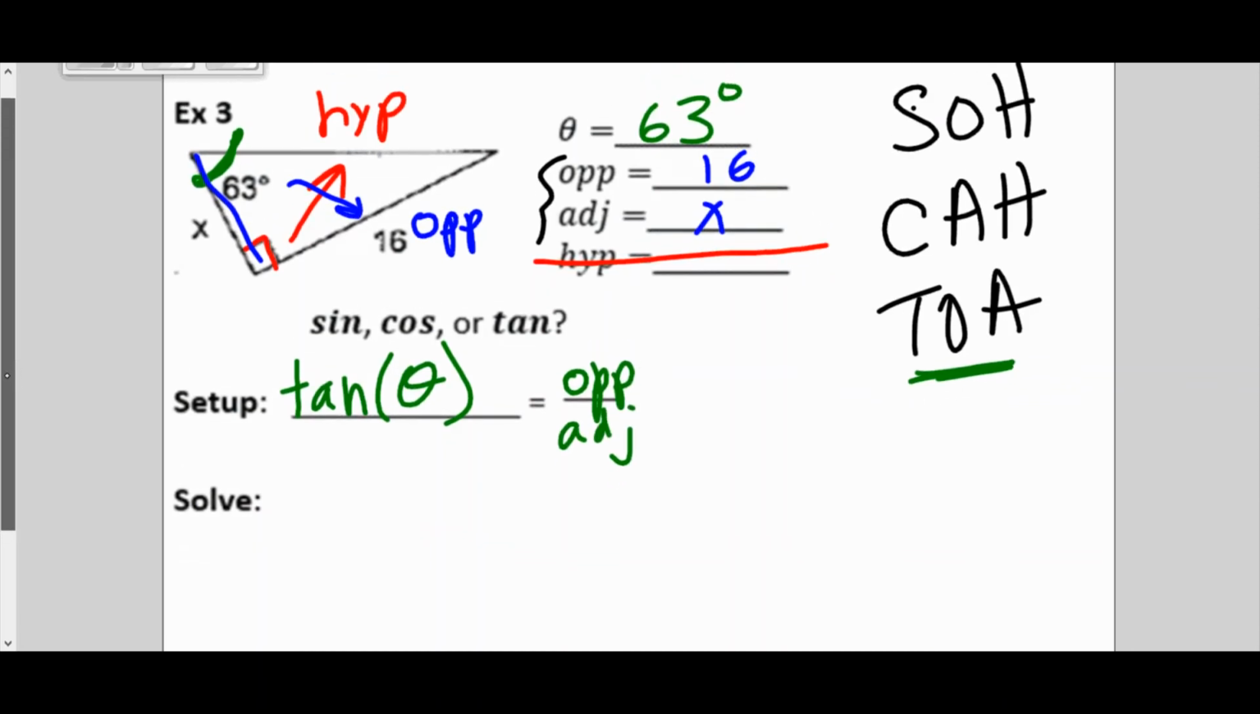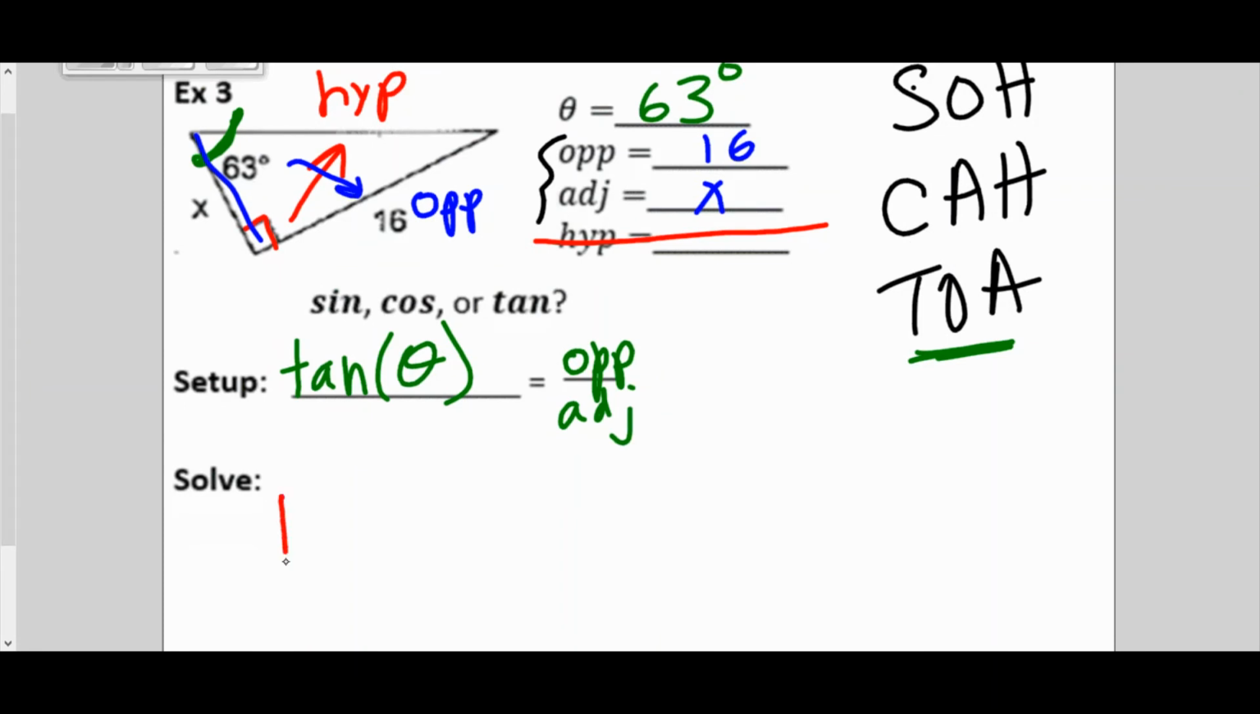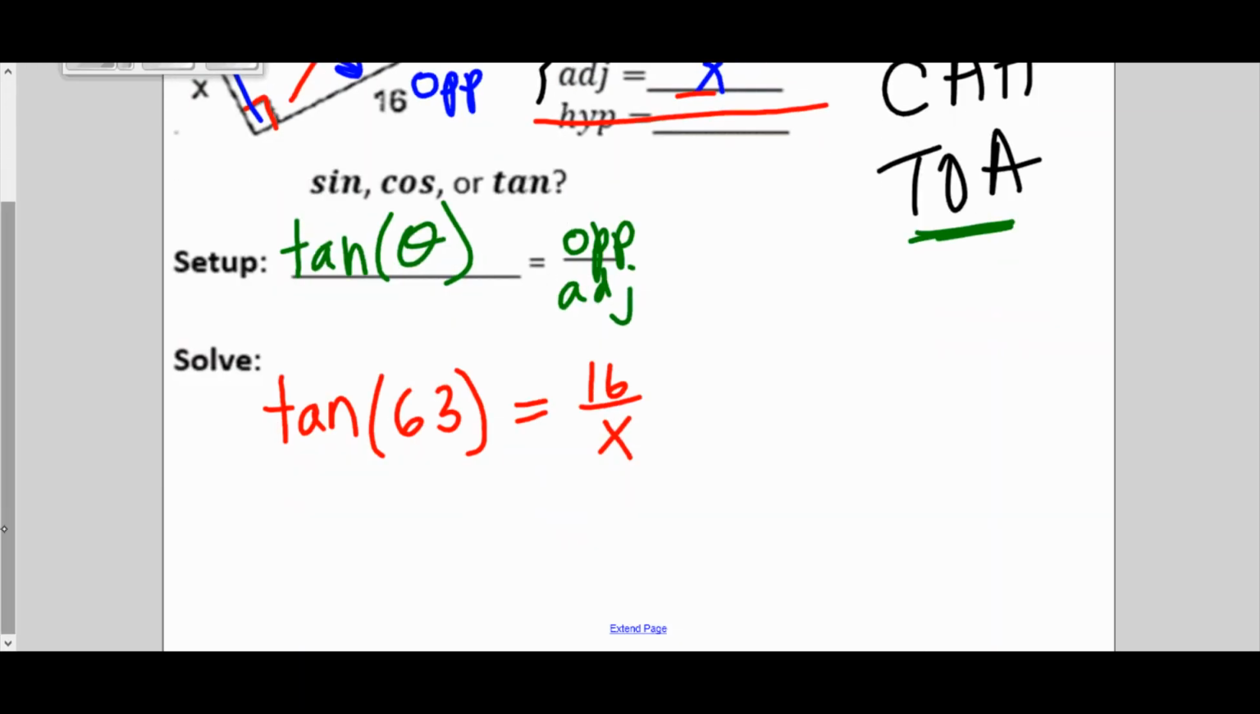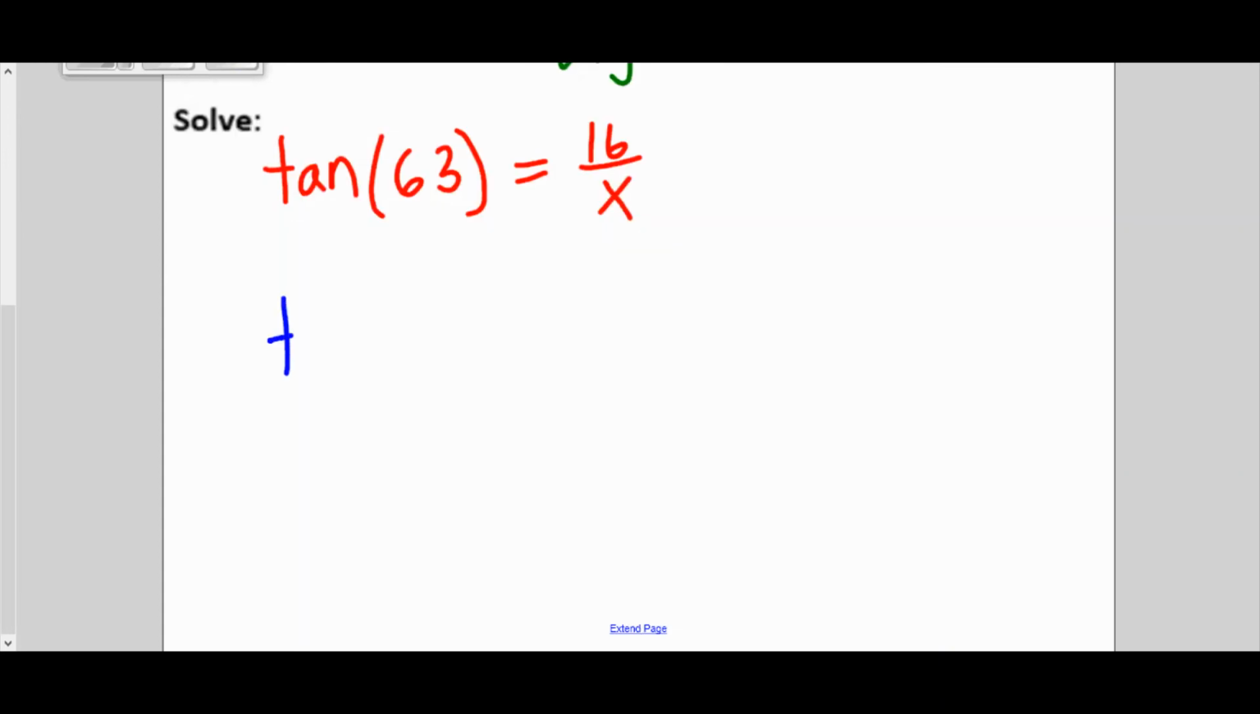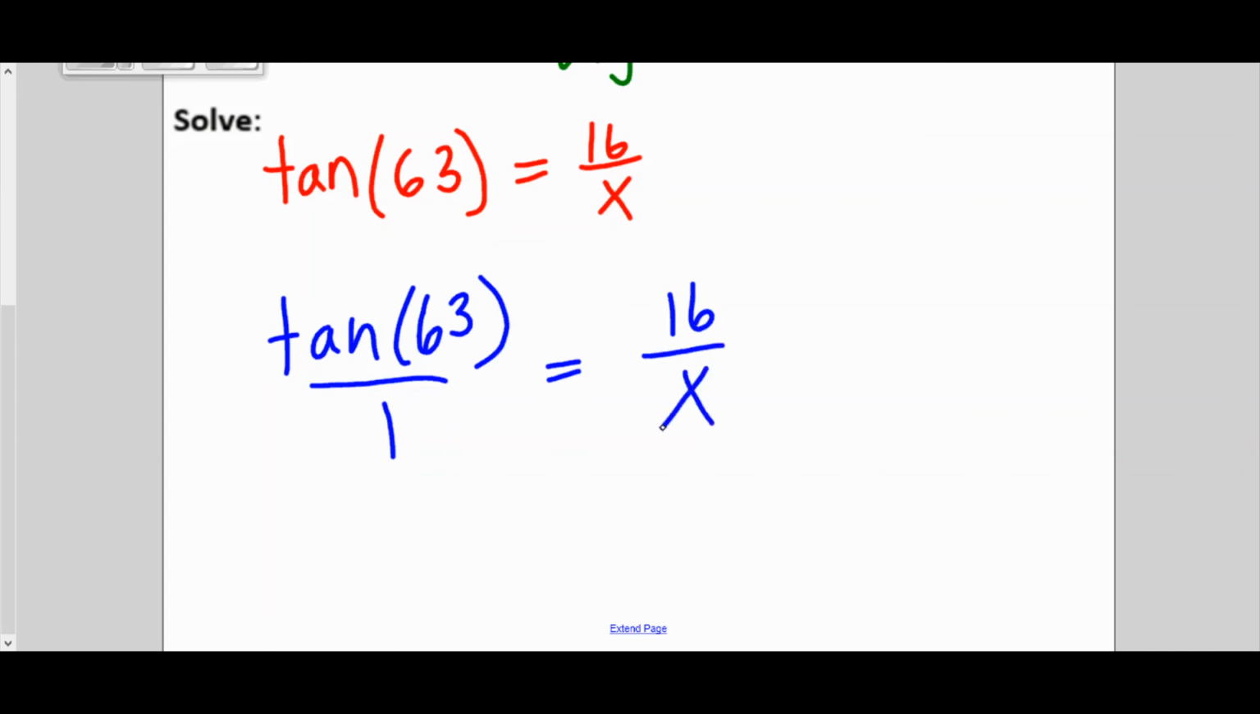And now to solve, I'll just plug in my given information. So I'm going to say the tangent of, well, what's theta? Theta is 63. So I'm going to write 63 equals opposite over adjacent. Well, opposite is 16 and adjacent is x. So we're going to solve this. So tangent of 63 equals 16 over x. Ooh, there's an x in the denominator. So when x is in the denominator, you're going to think of this as a proportion. So you're going to think of this as tangent of 63 divided by 1 equals 16 divided by x. Think of it as a proportion.